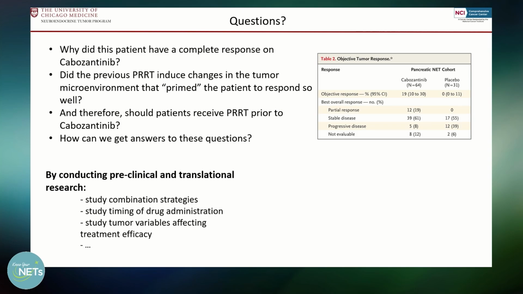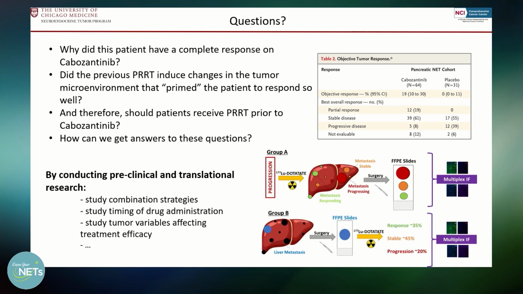So we need to study these combination strategies in a preclinical setting using laboratory and translational research. We need to study the timing of the drug administration. What needs to go first? Again, that's treatment sequencing. We need to study tumor variables that affect how these treatments work. These are all things that we can study in the lab, and even though they're not always translatable in clinic, they at least give us a basic idea of whether it is important to try to put a trial together to study this in our patients.